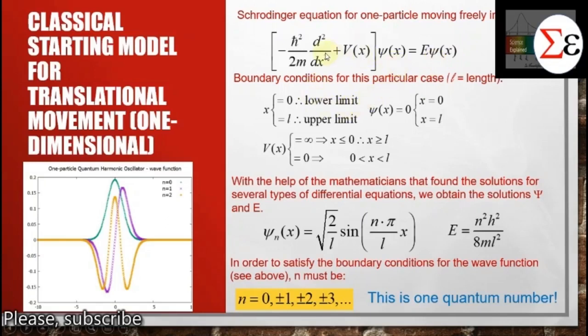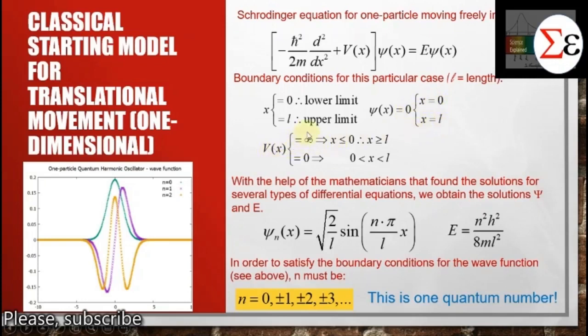Then we have the Schrodinger equation with the quantum kinetic energy operator and the potential energy operator, which is 0 within the limits of the box. The boundary conditions for this case, where L is the length, are x is 0, the lower limit, and x is L, the upper limit. The wave function psi is a function of x, which is 0 when x is 0, and 0 when x is L.